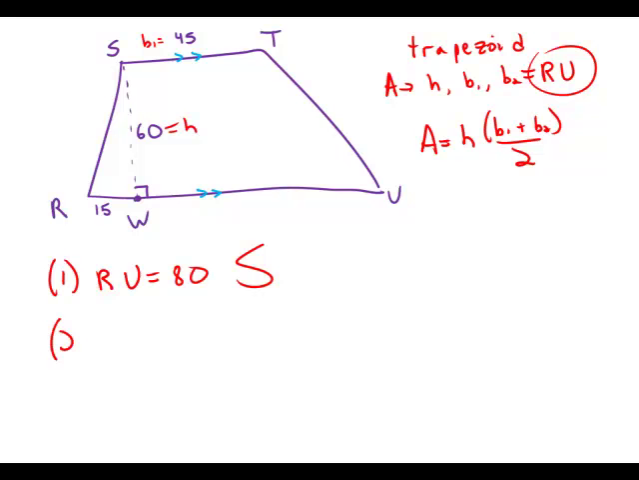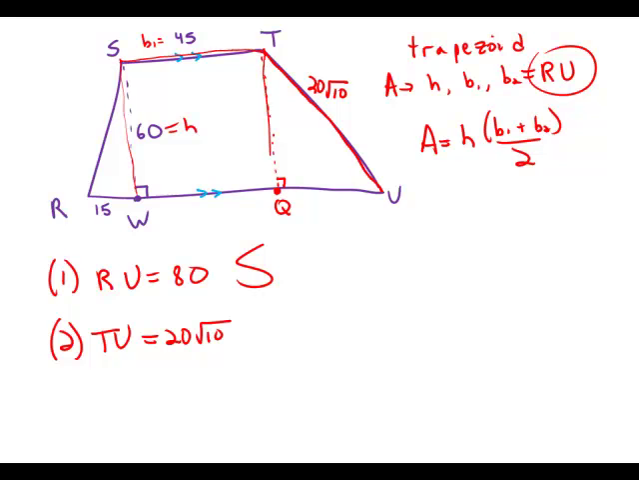Done. Statement number 2 is a little more complicated. Statement number 2 tells us that TU equals 20 root 10. So TU is this length right here, and that is 20 root 10. Well, what I'm going to do is draw another vertical line down to the base from T. I'll call this point down here Q. And so then notice that I get a rectangle, WSTQ. And so this side is 45 and this side is 60.